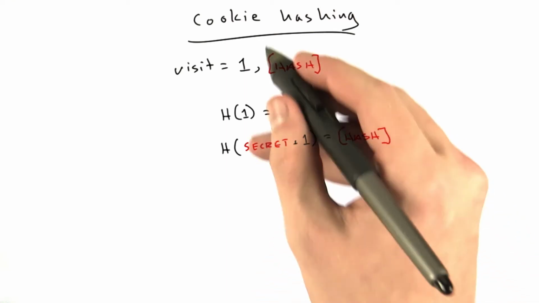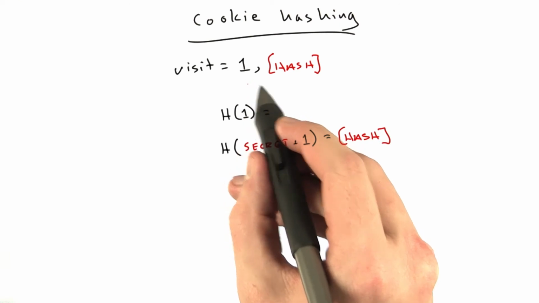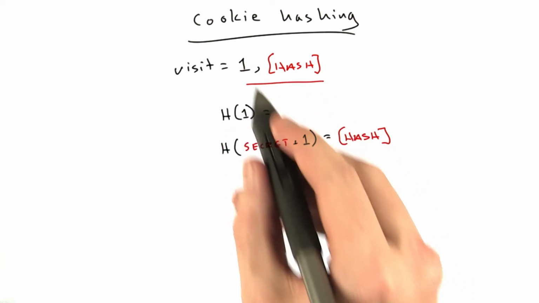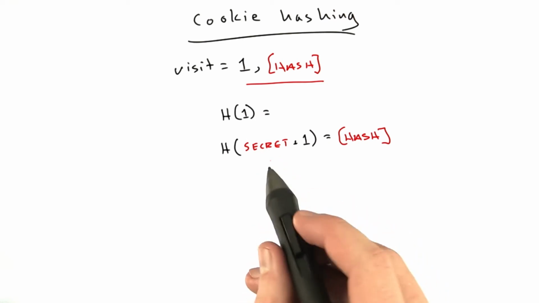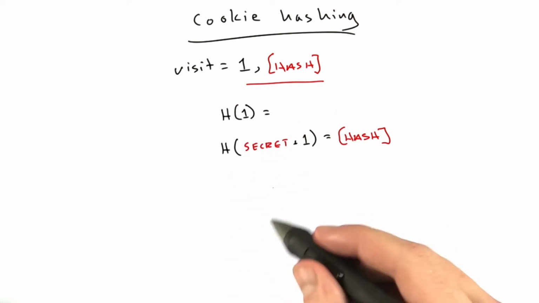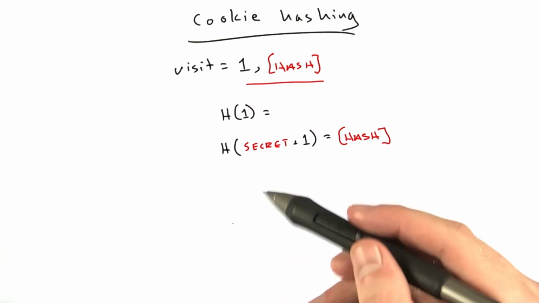So the browser will still see a cookie that looks like this, but instead of hashing this 1, we added an extra little secret. And as long as the attacker doesn't know this secret, they won't be able to generate the same hash. So let's build this functionality in bit by bit.